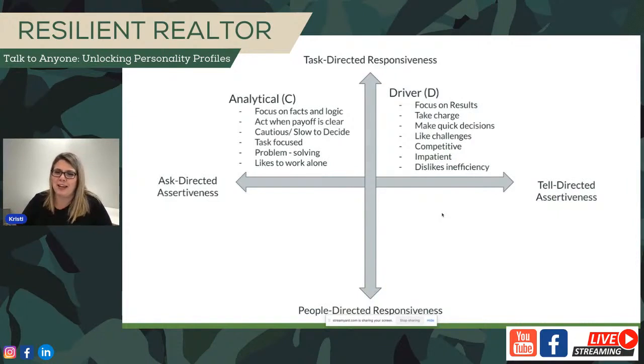Meryl says, dang straight about that on time versus late thing.